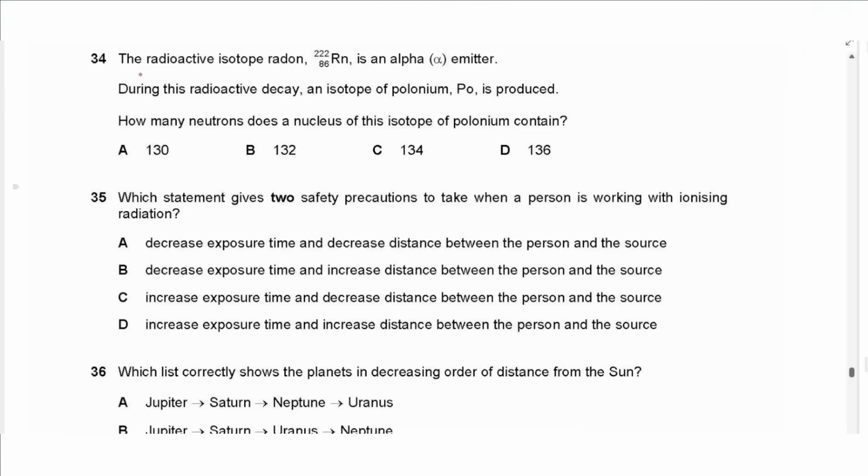Question 34 says the radioactive isotope radon is an alpha emitter. During this radioactive decay, an isotope of polonium is produced. How many neutrons does a nucleus of isotope of polonium contain? So for the radon, we have the number of neutrons 222 minus 86. That gives an answer of 136. And since we emitted an alpha particle, which is 2 protons and 2 neutrons, we lose 2 of the neutrons, so we get a final answer of 134. So we choose C.